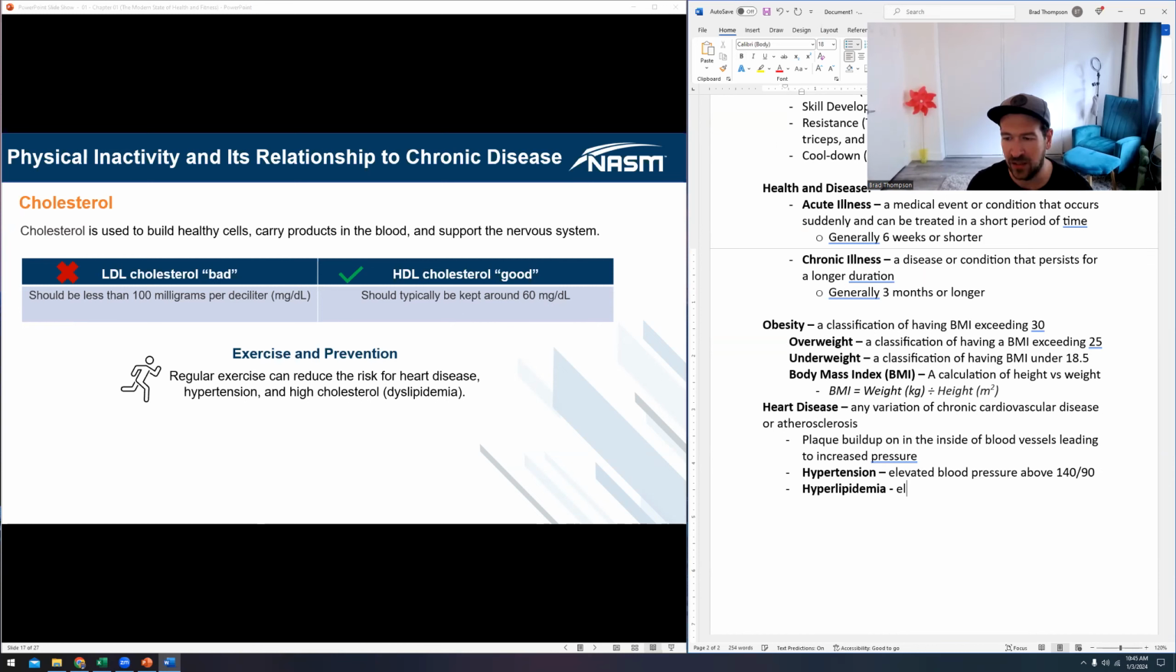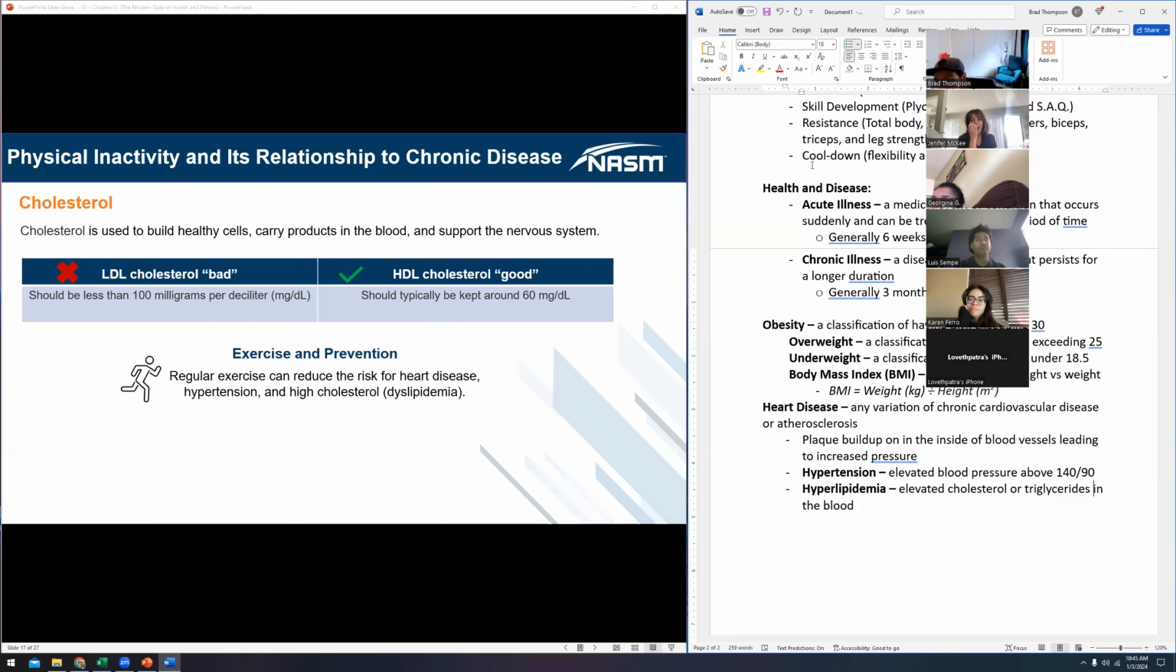Elevated cholesterol or triglycerides in the blood is what we're talking about there. So we used to think that it was all related to our diet. Pretty much everything that you ate that had cholesterol in it was to be avoided. Eggs are bad for you.